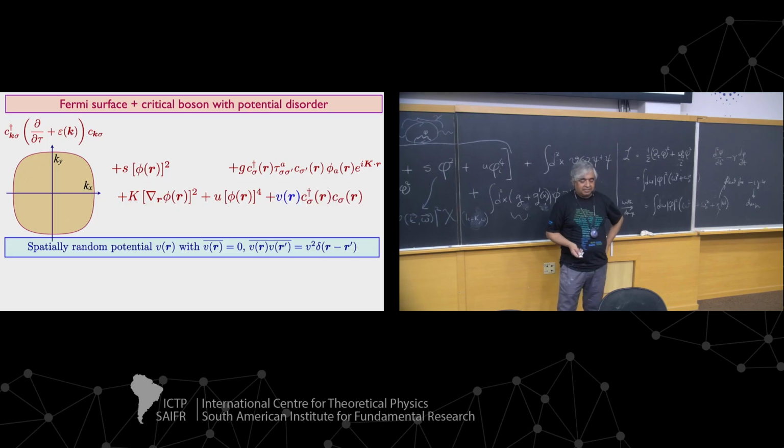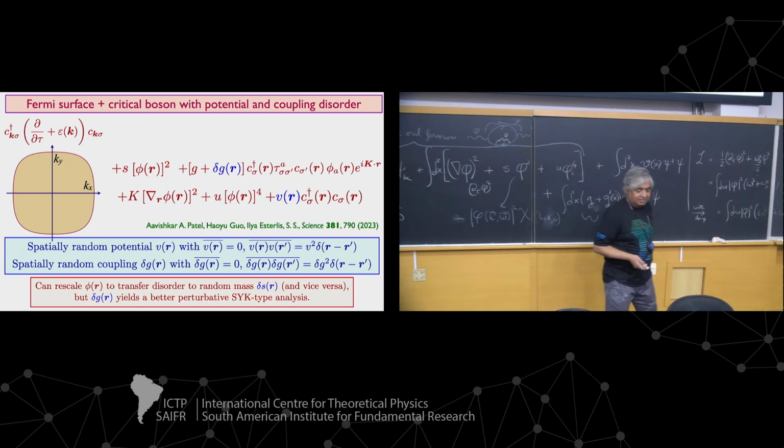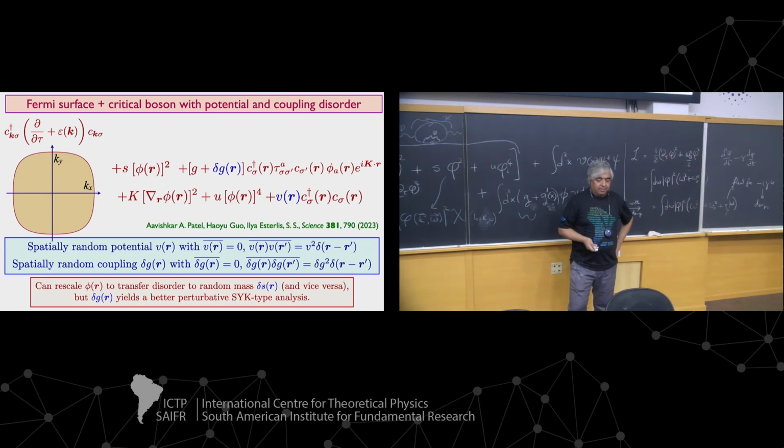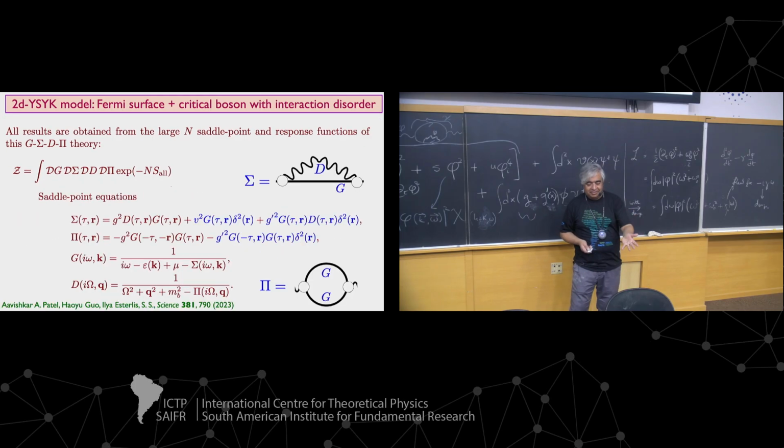Then we put in spatial disorder, the coupling V that I had here, and we put in this G prime, which I guess I'm calling delta G here. And then from that, we put in flavors. This is the part I didn't talk about. And you look at the saddle point equation, which I already showed you. Now what we have to do is to solve these equations.